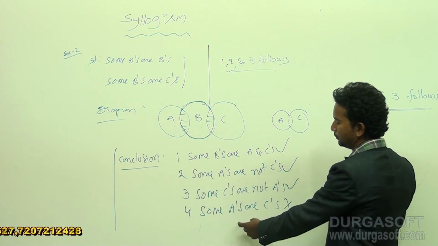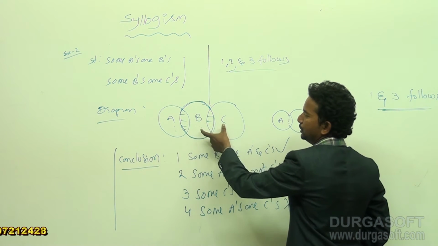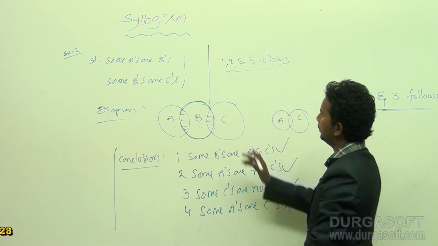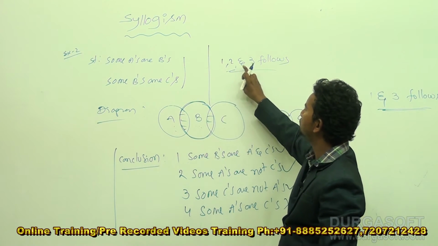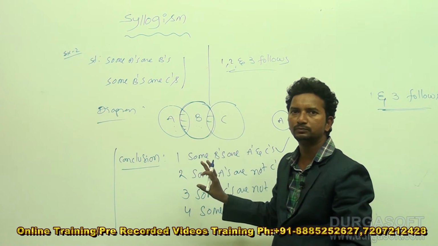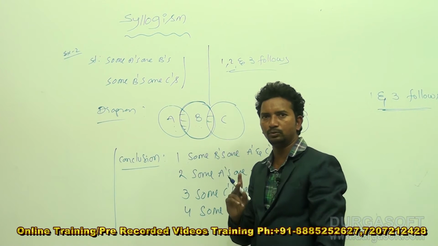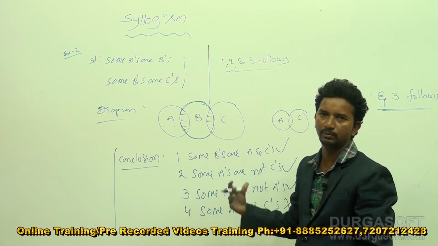Now coming to the fourth one, some A's are C's. A is an individual diagram and C is an individual diagram. They never follow "some" here. So that's why only 1, 2 and 3 will follow according to our statement. Okay, now see the examples. Now I have given 2 examples. Now coming to how to solve this type of problem.